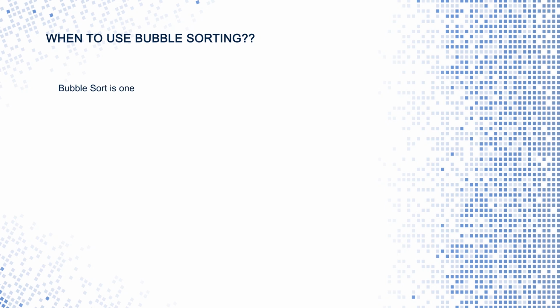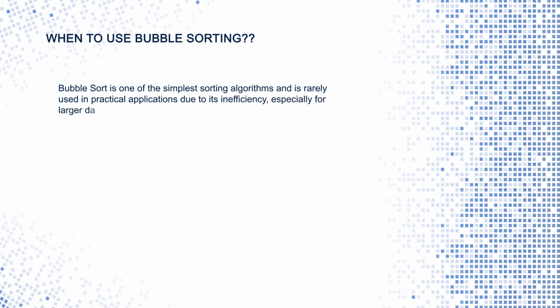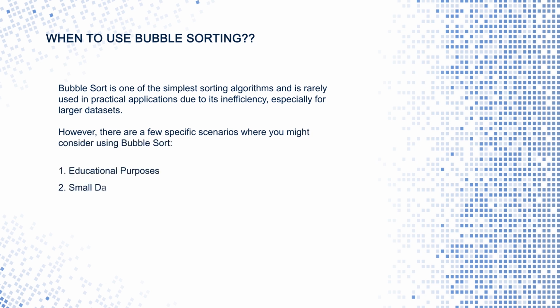Bubble sorting is one of the simplest sorting algorithms, is rarely used in practical applications due to its inefficiency, especially for larger data sets. However, there are a few specific scenarios where you might consider using bubble sort. The first is educational purpose. Bubble sort is often used in educational settings to teach the students about sorting algorithms and sorting concepts. Its simplicity makes it a good starting point for beginners to understand sorting logic.